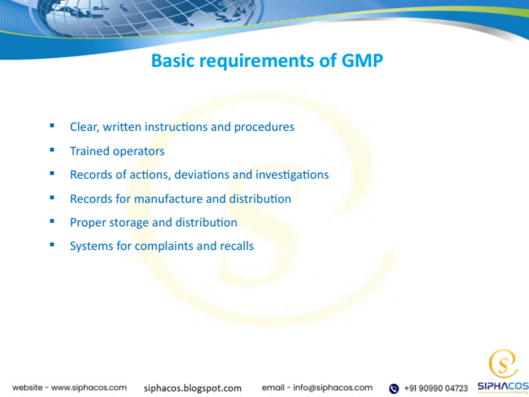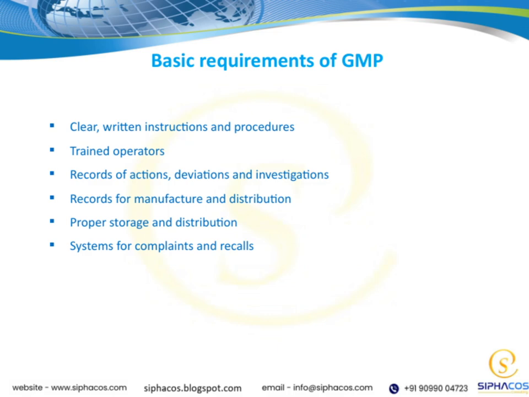Keeping records of actions, deviations, and investigations is another key point. These records are vital for traceability, accountability, and identifying areas for improvement. They help us understand what happened if issues arise and how to prevent them in the future. Similarly, maintaining records for manufacturing and distribution is important. This documentation supports compliance and helps verify that products meet quality standards at every stage.